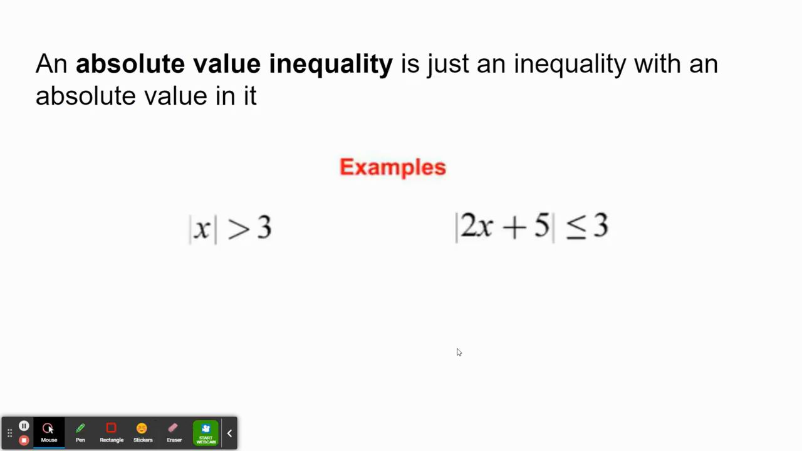An absolute value inequality is just an inequality with an absolute value in it. So just like we've been doing before, like the absolute value of x minus 4 equals 6 or whatever, and we have two answers here. It's just an inequality, and we're going to follow the same rules that we have for other inequalities, except for there's an absolute value in place.